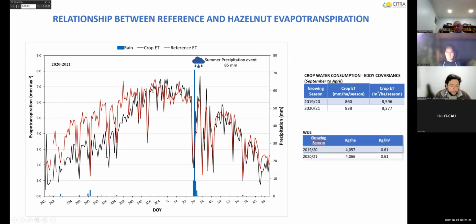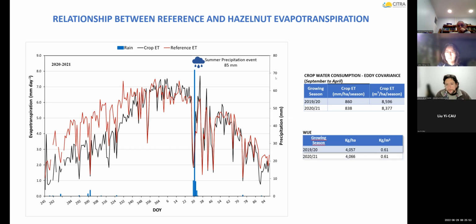The same as shown in the last slide is shown here in red. The red values are the reference evapotranspiration from the meteorological weather station, and in red you can see the crop water consumption from our eddy covariance stations. And here you can see the same. In the second season, when we have precipitation events, the reference and crop evapotranspiration also go down.